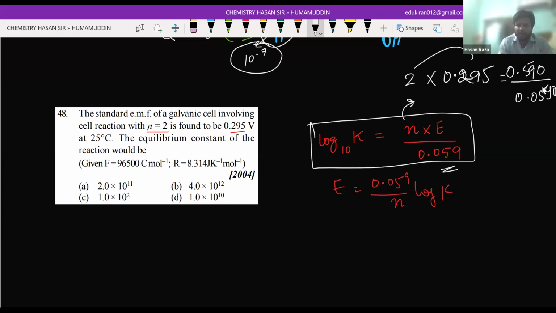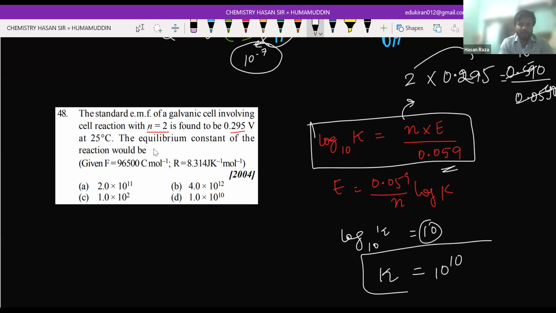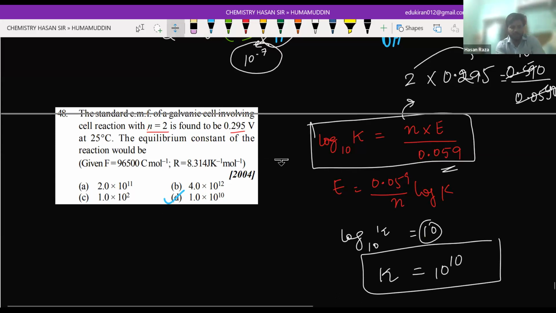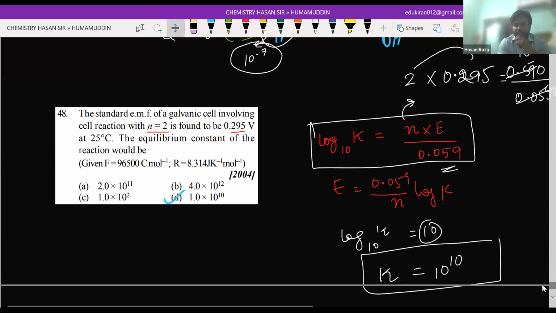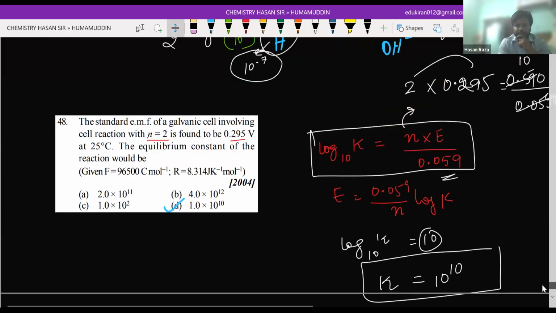Now you can see that only 10 will be left there. That means if you solve it, you will get 10. That means log K to the base 10 will be equal to 10. So taking anti-log, K will be equal to 10 raised to the power 10. So the answer according to this will be D. Yes, that is good. So this is it about this. Now, can we move to the next topic? Yes, please do that.